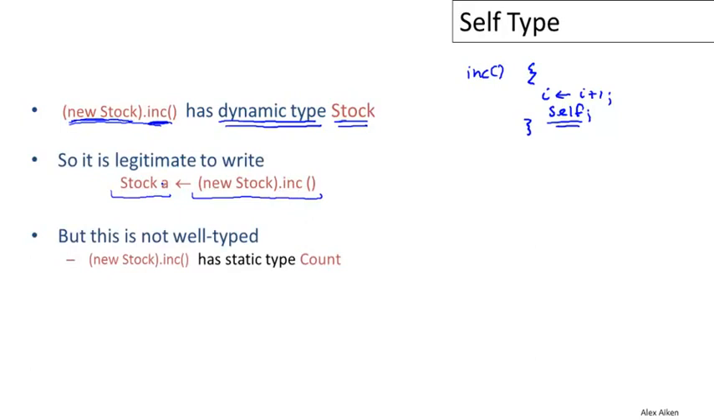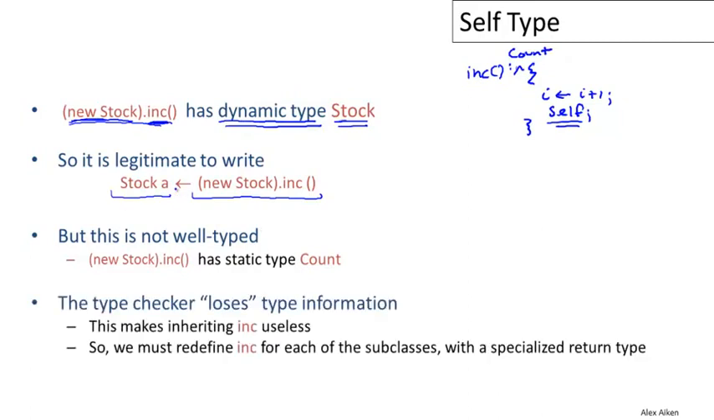But it's not well typed because the type checker loses track of the fact that this is a stock object. All it knows is that increment is declared to have return type count. Which is certainly correct because every stock object is also a count object. It's just not useful in the context of this piece of code. And so the type checker loses information, which makes it not very pleasant to try to put the increment method in the count class to begin with.